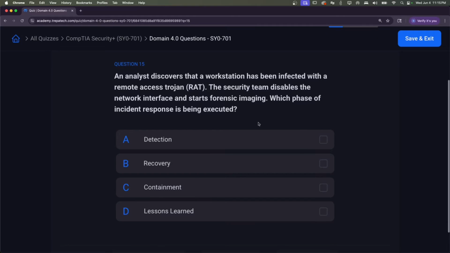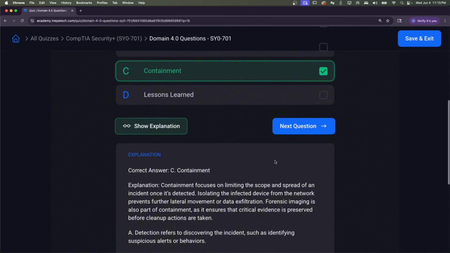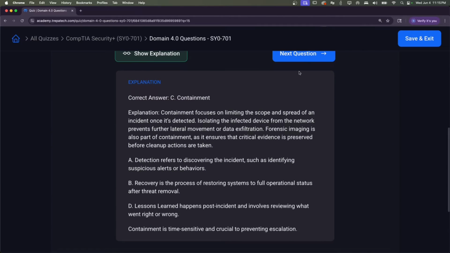Question 15. An analyst discovers that a workstation has been infected with a remote access Trojan, a RAT. The security team disables the network interface and starts forensic imaging. Which phase of incident response is being executed? They discover it, they're stopping it, they disable the network interface, they're containing it. So we're going to go with containment for this phase of incident response.